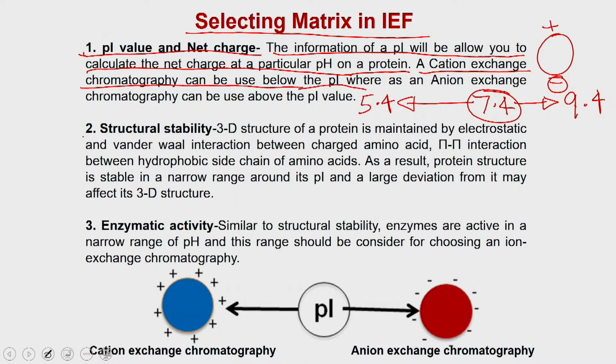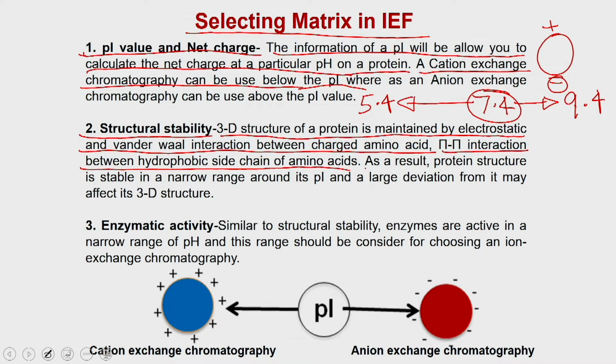Now, the second criterion is structural stability. You know that a protein has a three-dimensional structure, and it is maintained by electrostatic and van der Waals interactions between the charged amino acids. For example, arginine makes an interaction with glutamic acid, or some kind of salt bridge interaction, or sometimes arginine makes van der Waals or hydrogen bonding interactions, and most of these interactions are ionic in nature. So you have van der Waals interactions between the charged amino acids, and you have pi-pi interactions between the hydrophobic side chains of amino acids.